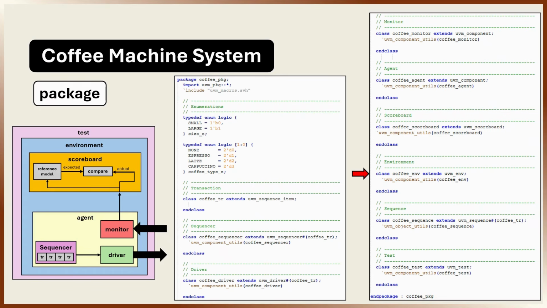Only at this point do we talk about sequences, because sequences reference both the transaction and the sequencer. And since sequences are created and started inside the test, the sequence section naturally comes before the test itself. Finally, at the very end of the package, we define the test. The top-level component that configures the environment, creates the sequences, and launches the entire verification flow. This entire file is the blueprint of our UVM test bench.